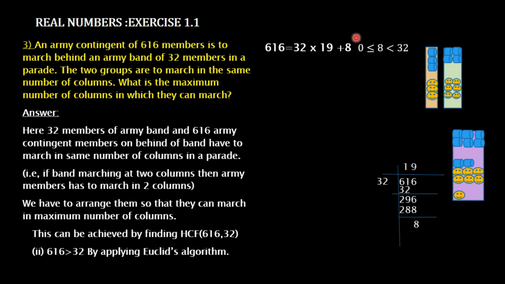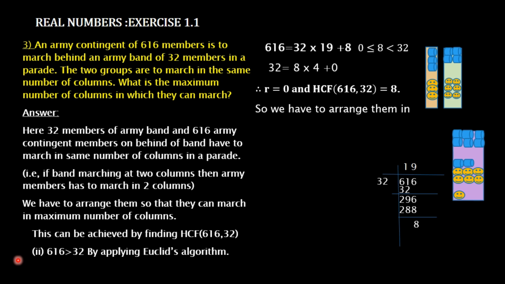Here the remainder is a non-zero number, so we have to repeat this lemma again by taking 32 as our dividend and 8 as our divisor. It is easy. That is 32 equal to 8 into 4 plus 0. Then what is our HCF? The divisor at this stage, that is 8. Then what is the HCF? HCF of 616 and 32 equal to 8. Hence, we have to arrange them in 8 columns for the march. I hope it is clear.